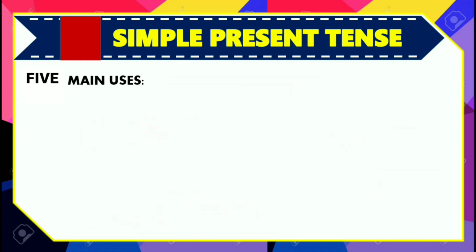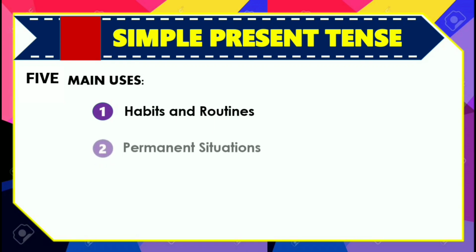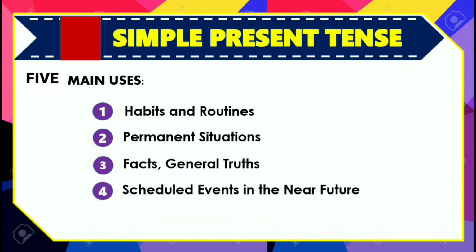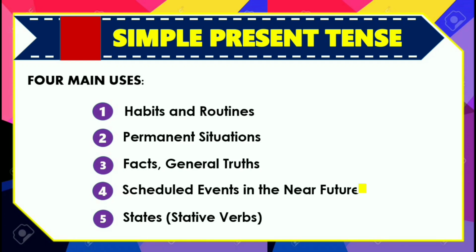Now let's move on to discussing the different uses of simple present tense. The first use is when you talk about habits and routines. Another one is about permanent situations. The third is when you talk about facts and general truths. And of course, for scheduled events in the near future, you also need to use simple present tense. And the last is when you talk about states with stative verbs. We are going to discuss all these uses one at a time.